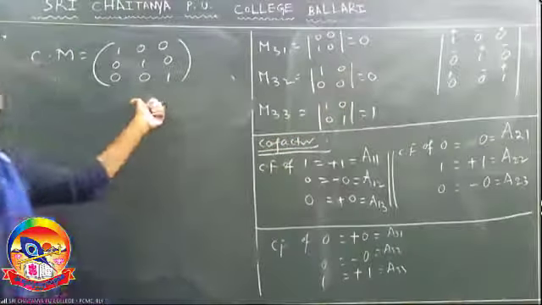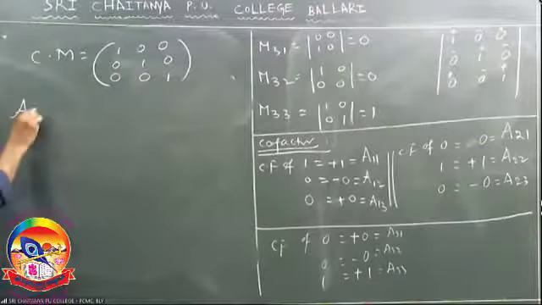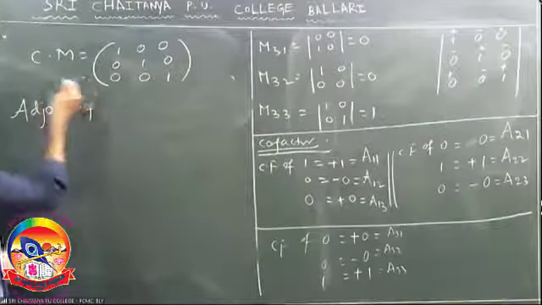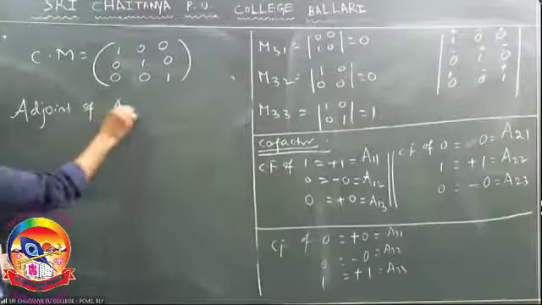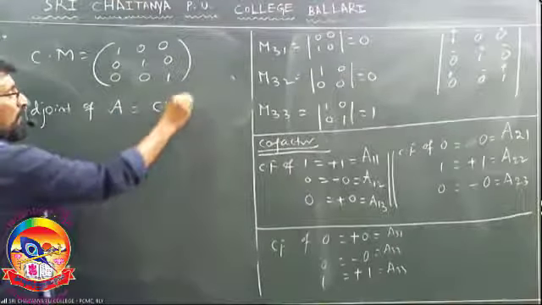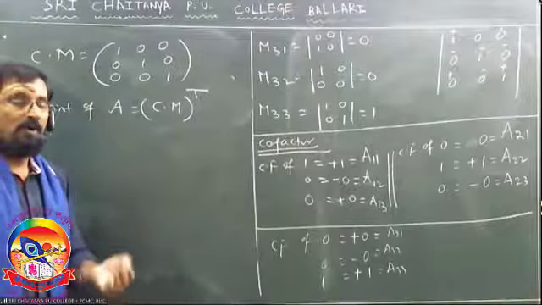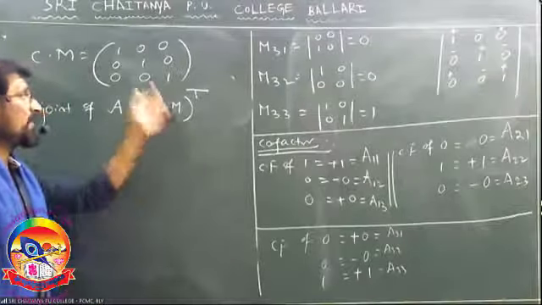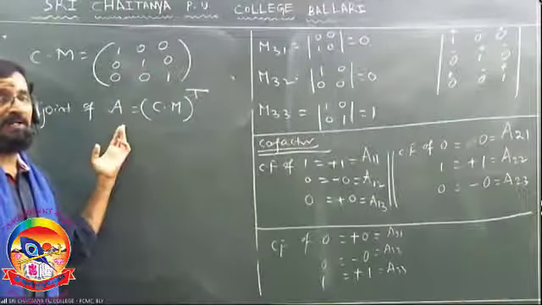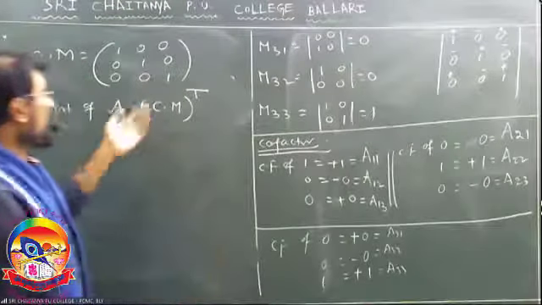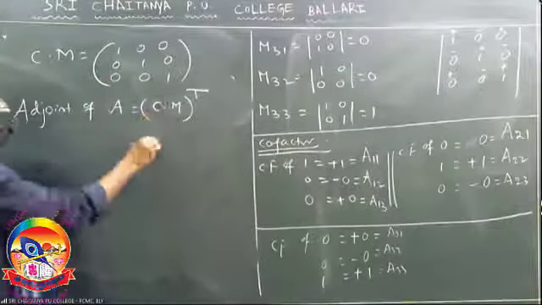Now, what I said, adjoint of any matrix. Let me consider this is capital A. Adjoint A is equal to cofactor matrix transpose. That means if you transpose this matrix, you are going to get adjoint A. Fortunately, if you transpose this matrix, you are going to get the same.